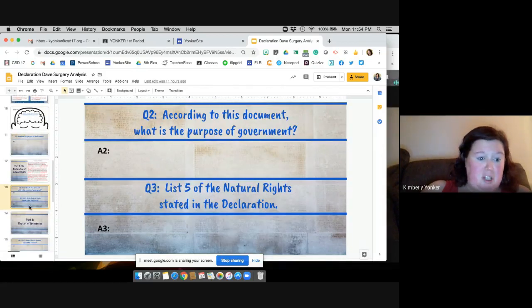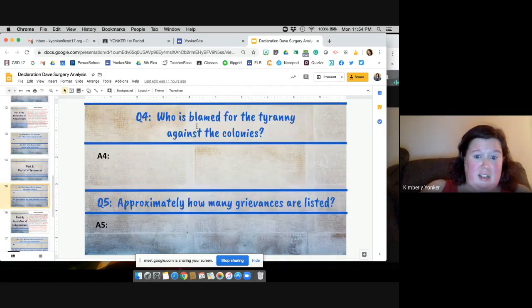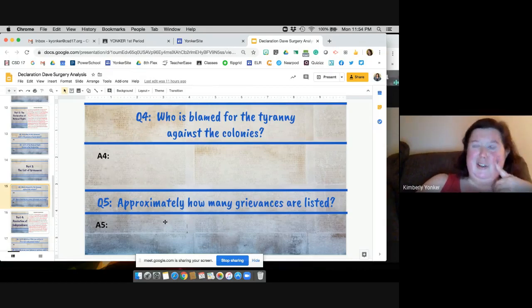We ran out of time, but there were a big chunk of people that needed to finish listing these grievances. Who was blamed for the tyranny against the colonies? Good old KG3, King George III. Approximately how many grievances are listed? If you go through it, it's he has done this, he has done that, he has done this. If you count them all up, it depends how you count it. If you count every indent and everything, it's usually somewhere between 19 and 26 is what people get. So if you were in that range, I give you 2 thumbs up on that.